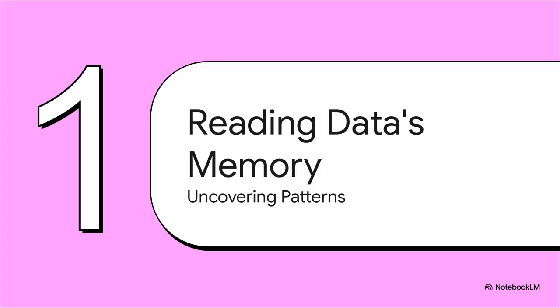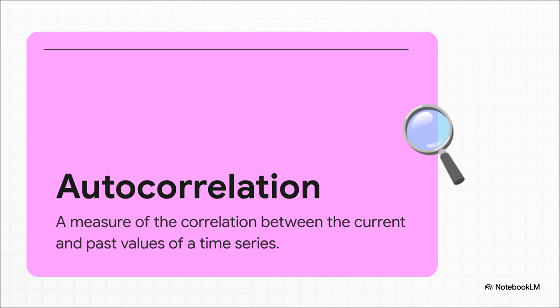Before we can even dream of forecasting, we have to understand the hidden relationships inside our data. And that first step is all about learning how to measure its memory. The main tool we use for this is something called autocorrelation. Honestly, the best way to think about it is like an echo. It measures how much of today's value is just an echo of yesterday's value, or the value from 2 days ago, or 3, and so on.